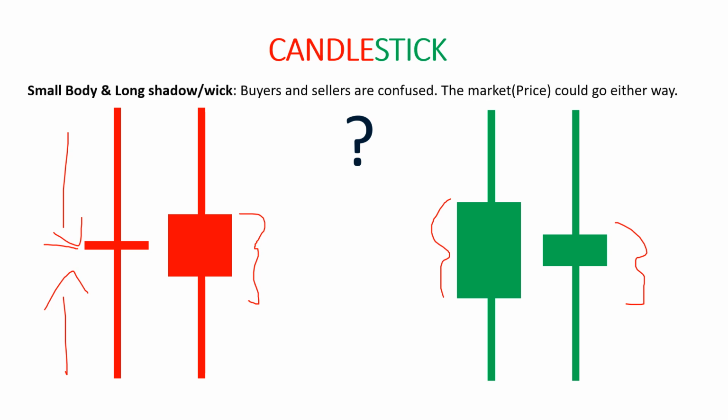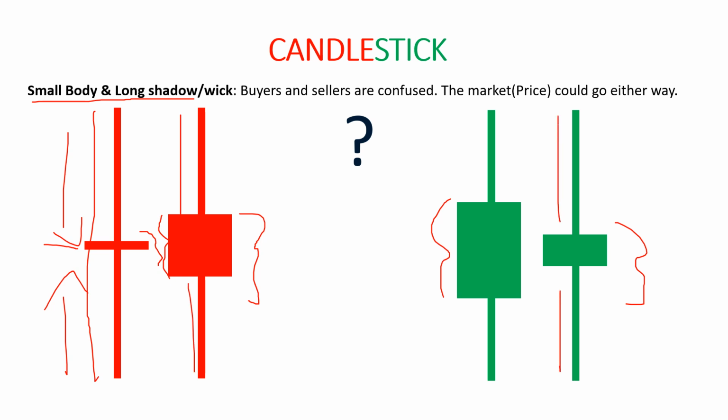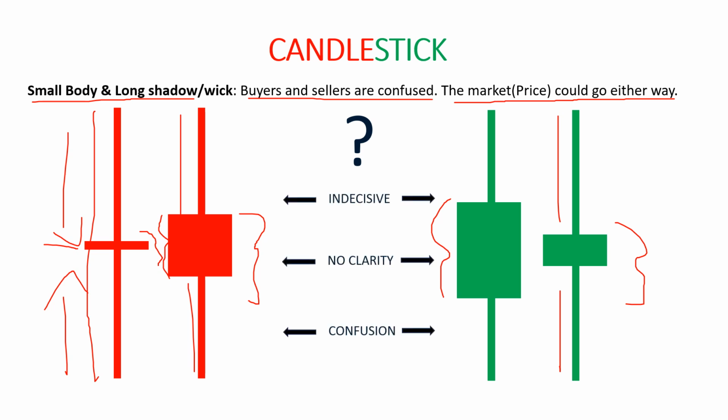Let's look into it. A small body and a long shadow, right? Same goes here also. It means the buyers and sellers are confused. The market or the price could go either way. So that is exactly what it means. And we also call it indecisive, or no clarity, or there's a lot of confusion.